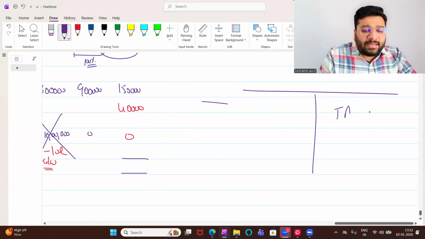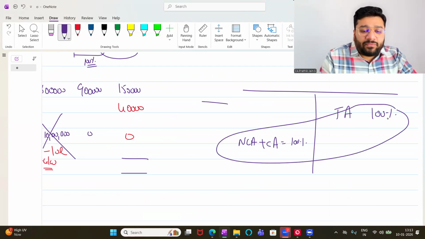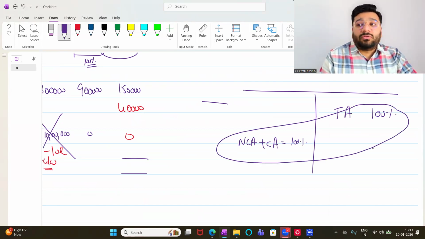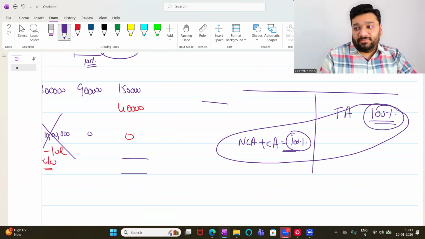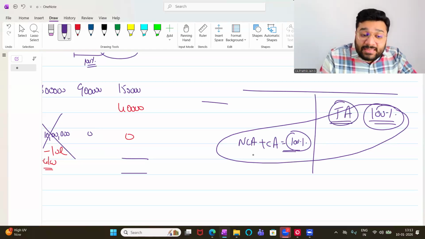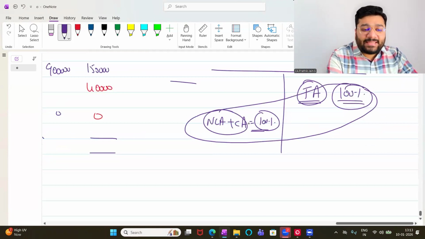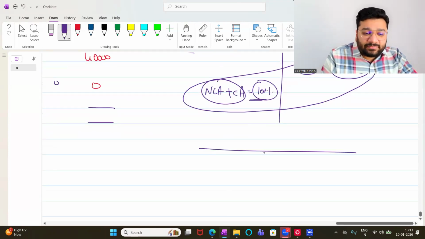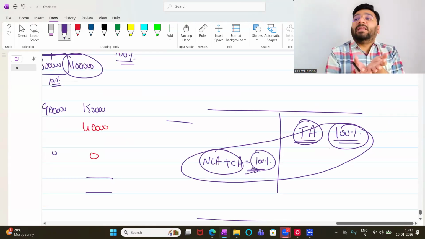This is total asset, 100%. This is non-current asset plus current asset, which is 100%. These both, if I net off, I will get what? No, not zero. This will be more, this will be less always. Total asset: from total asset, if I minus external liability, I'll get net asset. So can I say this is net asset? 100% means what I meant is both combiningly put together.